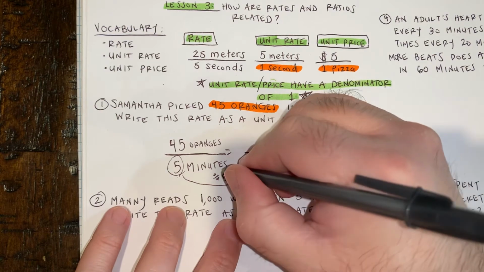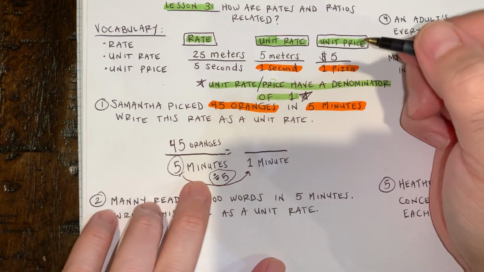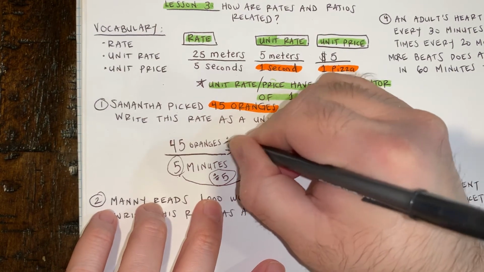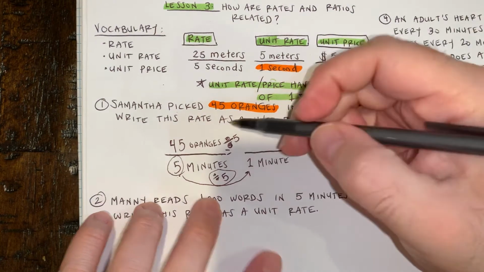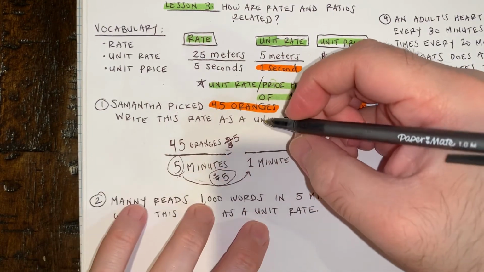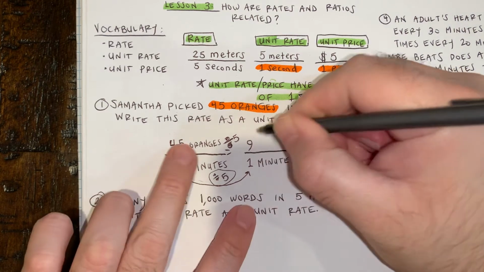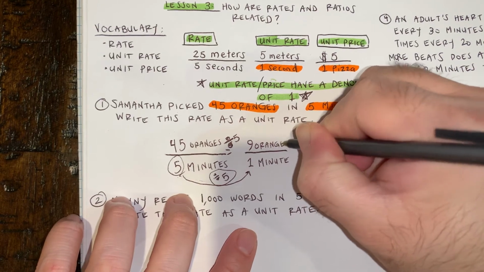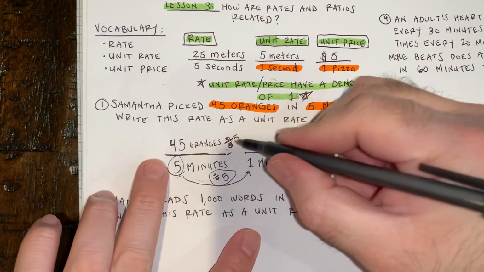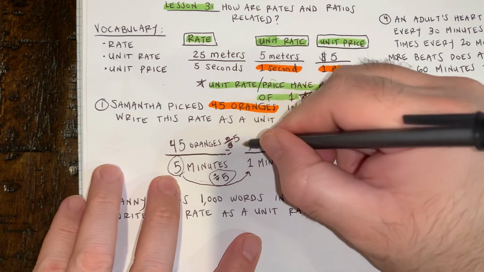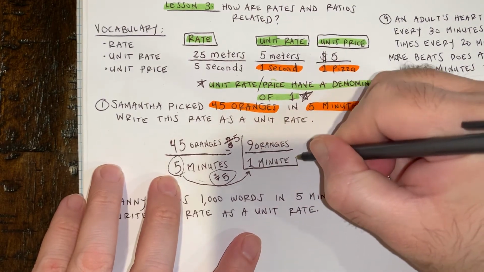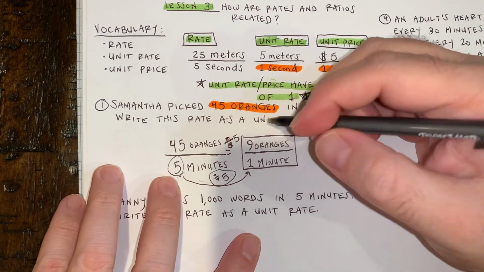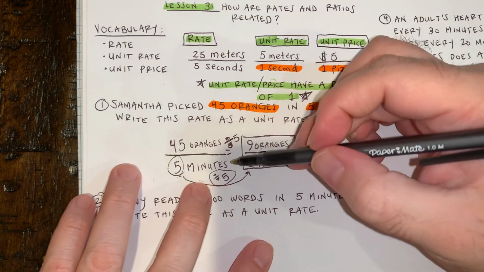Since you divided by 5 on the bottom, you're going to do exactly the same thing on the top. You're going to divide that by 5. When you get 45 divided by 5, that gives you 9. And since the top category is oranges, we're going to leave it as oranges. So there you go. That is our unit rate. That is our answer. If she can pick 45 oranges in 5 minutes, that means that she could pick 9 oranges in just 1 minute. And that's basically what we're going to be doing today. We're going to be changing rates into unit rates, mostly through division.